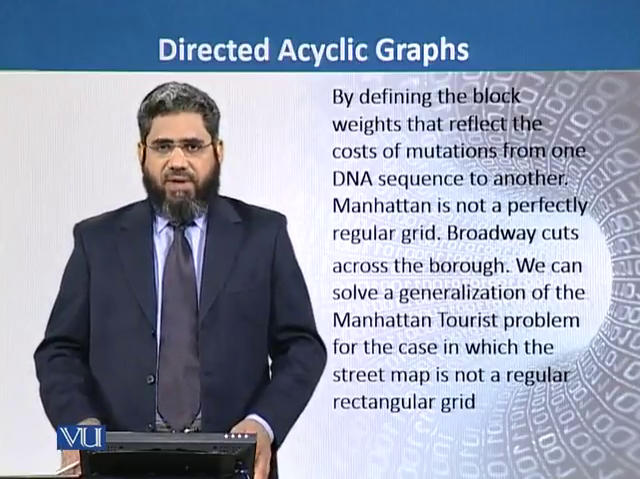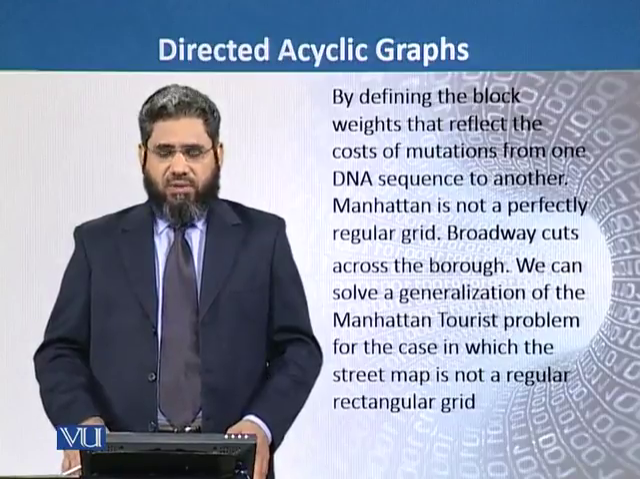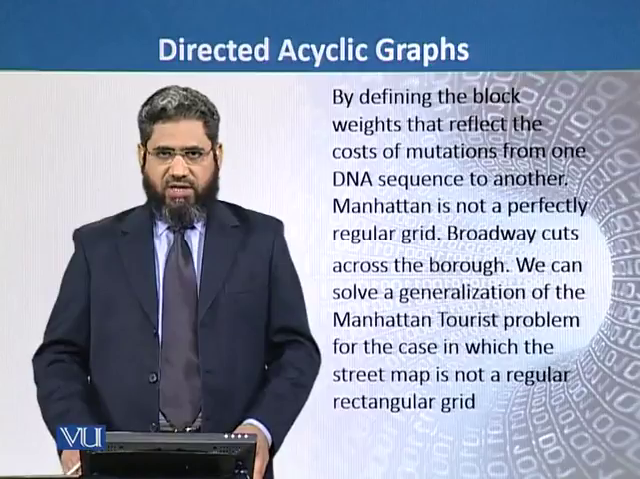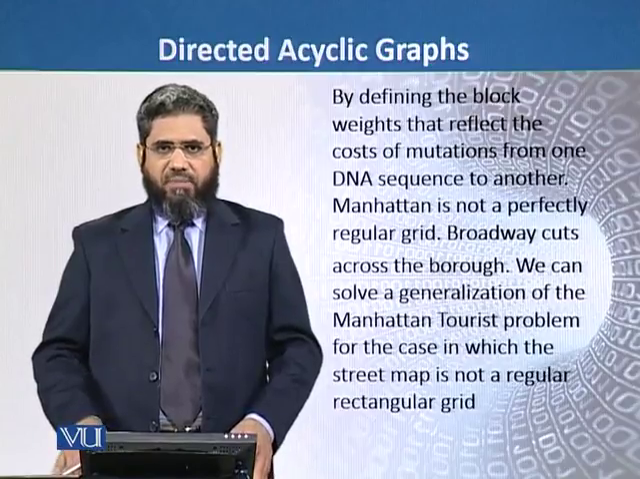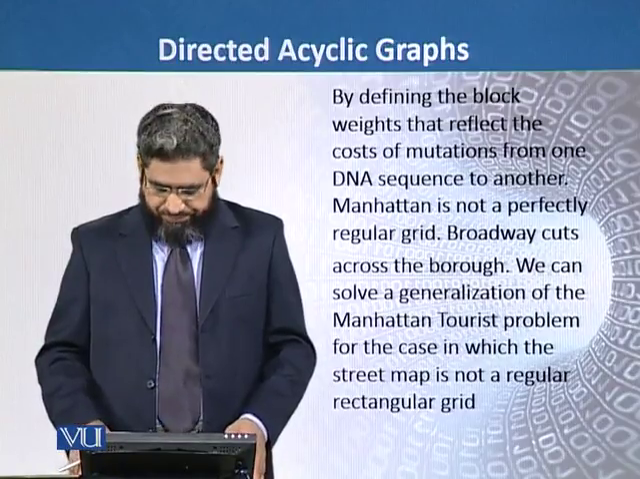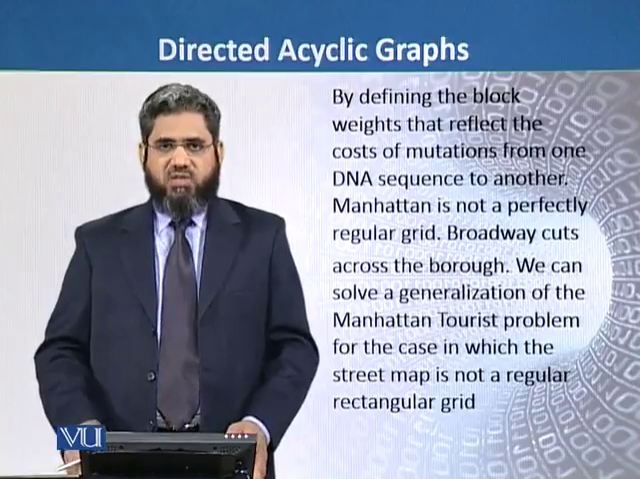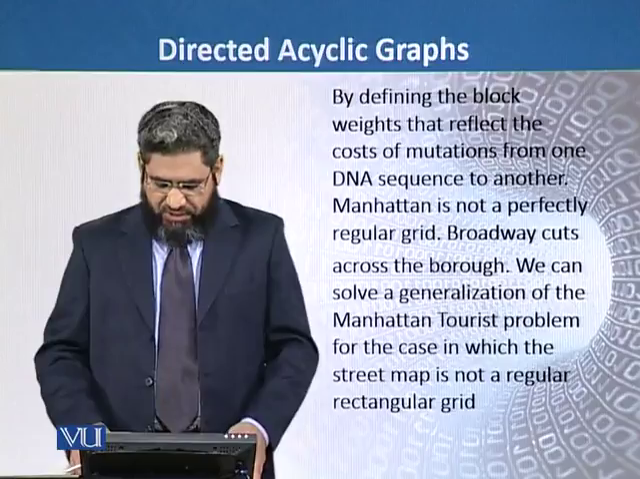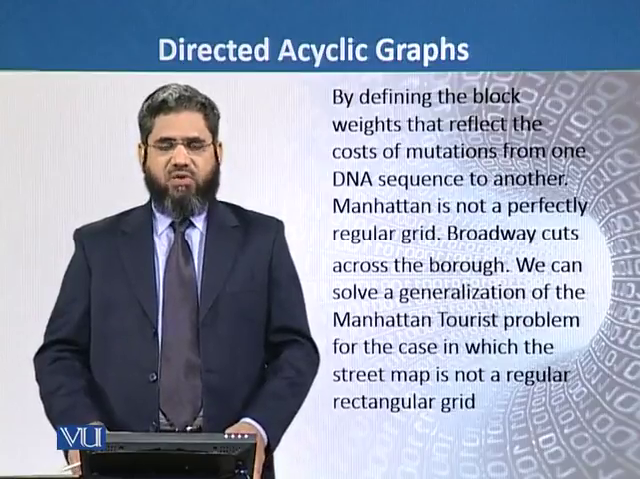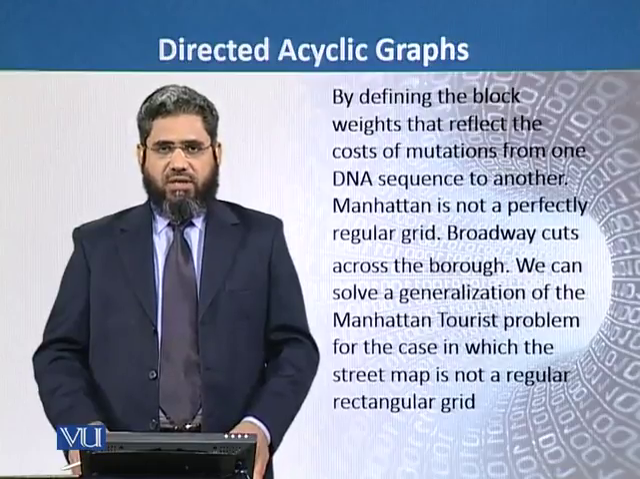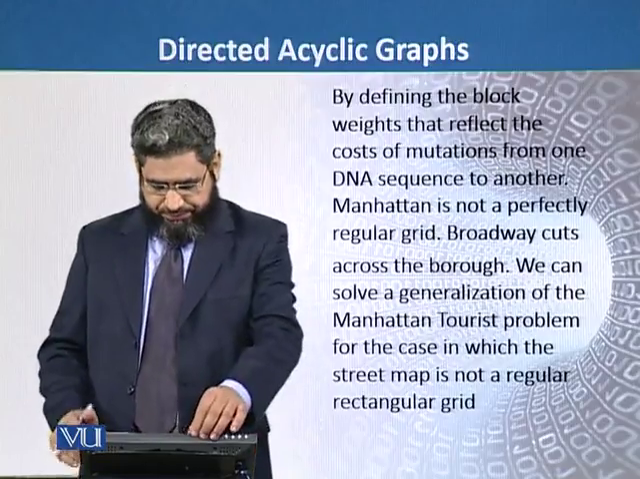So we know that Manhattan is not a perfectly regular grid, and there is a Broadway, meaning there is a main boulevard that cuts across the borough of the Manhattan grid. So we can solve the Manhattan tourist problem by generalizing the problem for the case in which the street map is not in regular rectangle form.